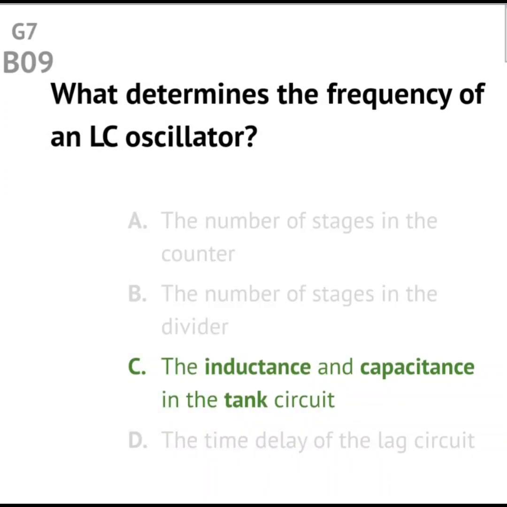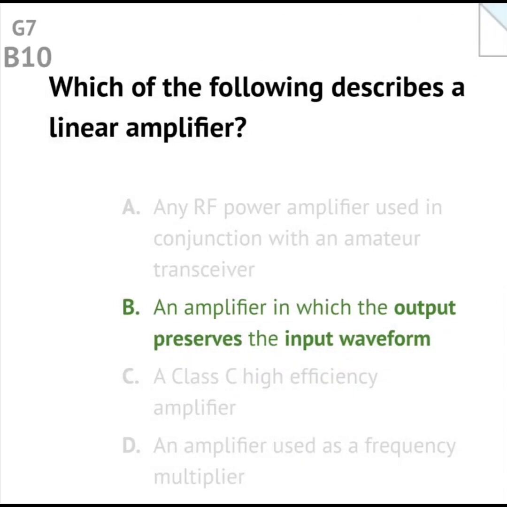Question G7B09. What determines the frequency of an LC oscillator? Answer: the inductance and capacitance in the tank circuit. Question G7B10. Which of the following describes a linear amplifier? Answer: an amplifier in which the output preserves the input waveform.